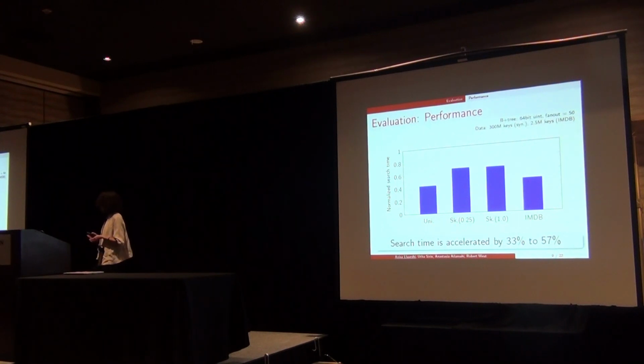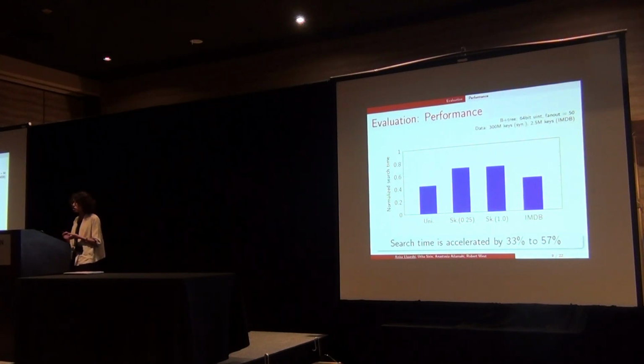So we can see how for uniform data and for the real-world IMDb data set, the search time is accelerated up to 57%. This means that the time that our system takes to perform a search query is 50% faster than the time that a normal B+tree takes to perform such a query. In addition, we can see how for skewed data, the search time is accelerated up to 33%.